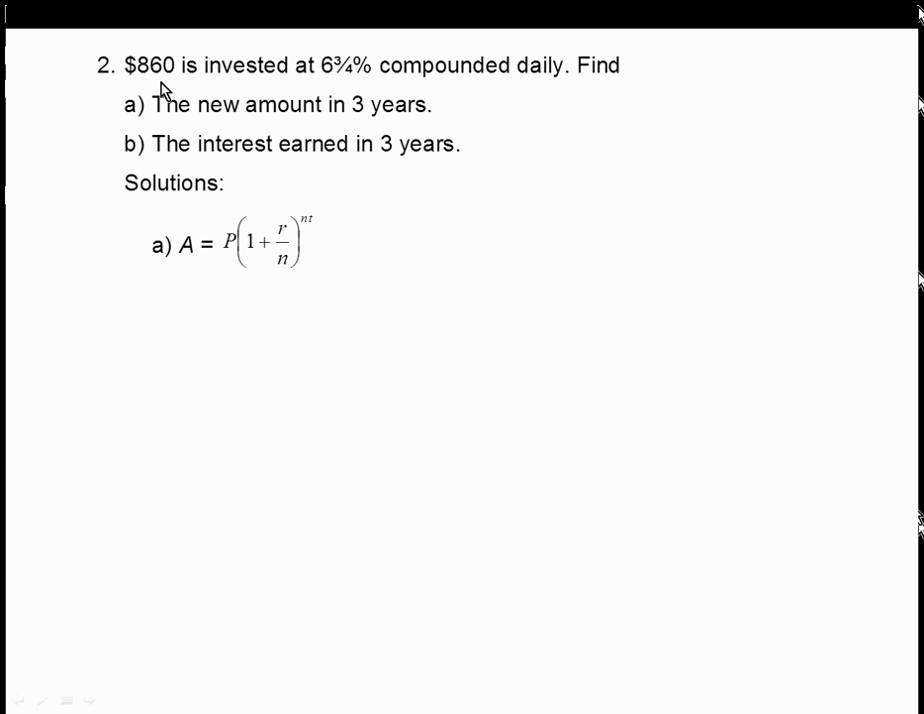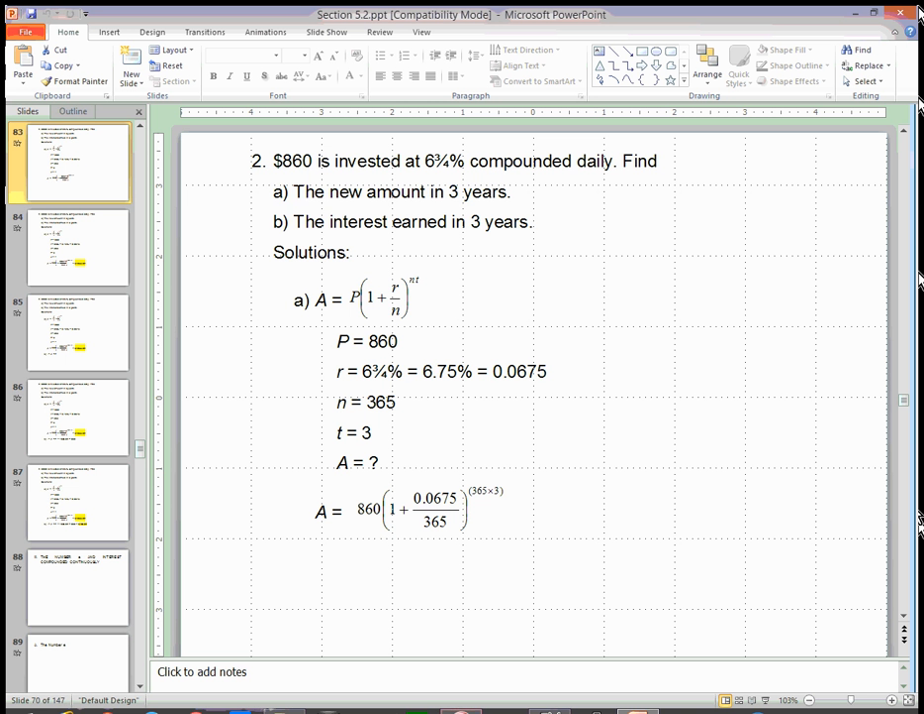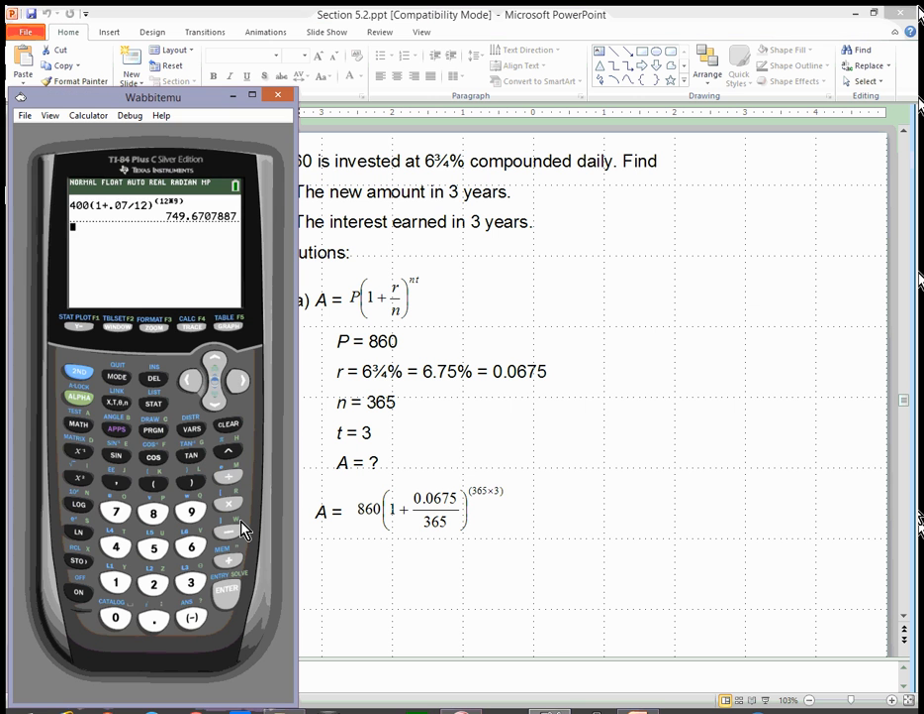$860 invested, that's P. That's 6 3/4%, so 6.75 is R, which is 0.0675. Compounded daily, N is 365. Time, 3 years. The new amount, A, is what we're finding. So that's what we're giving to our calculator. Let me clear that one out. Let me go ahead and set our mode to 2 for our float. That way the calculator can do the rounding for us.